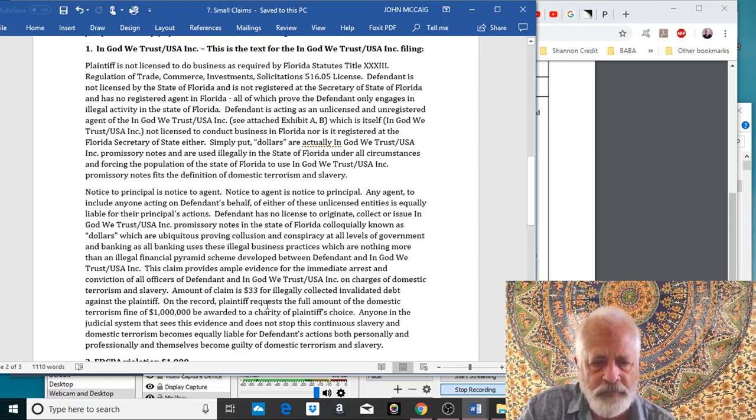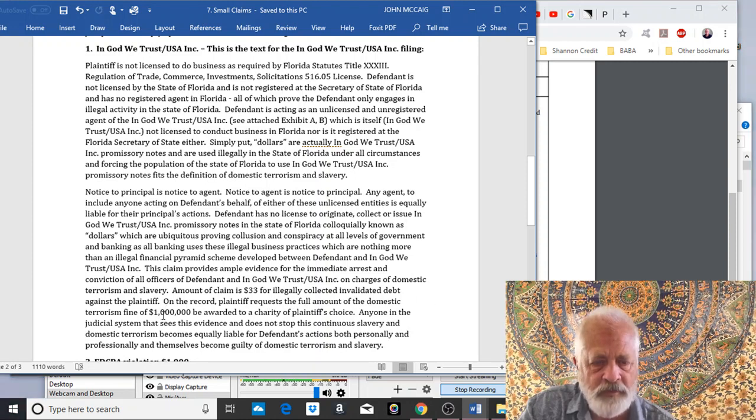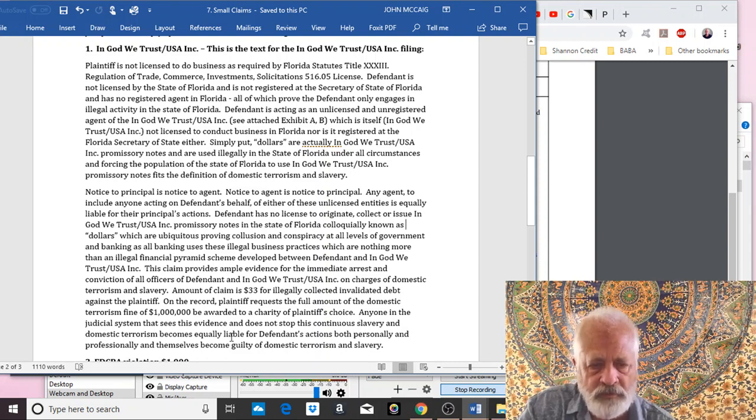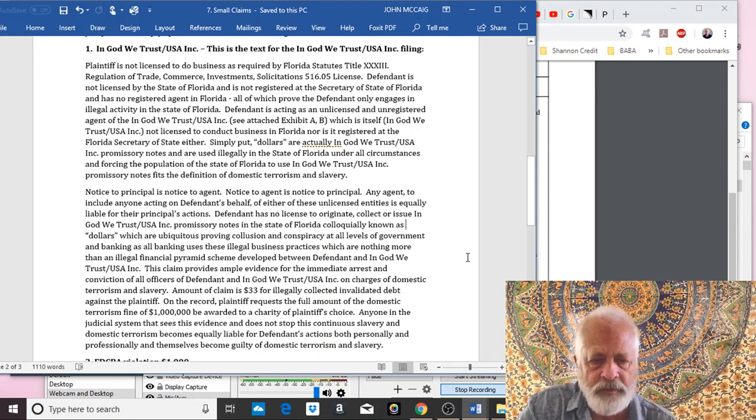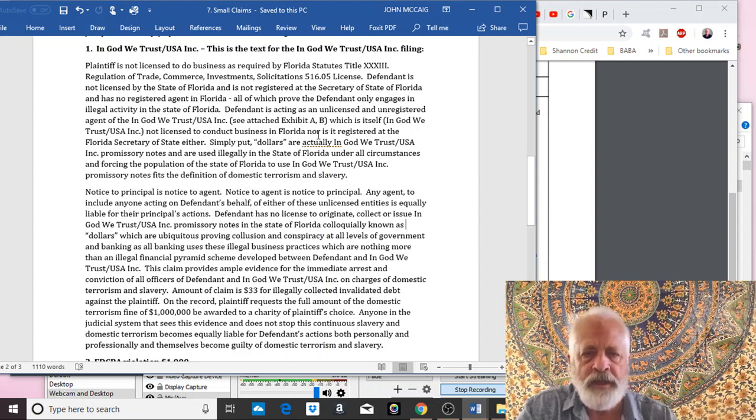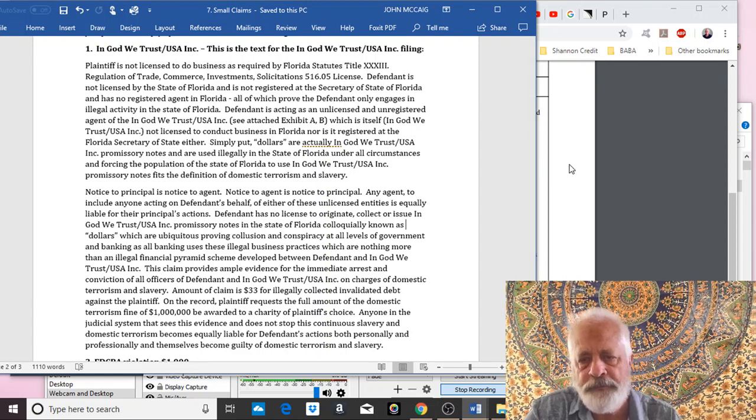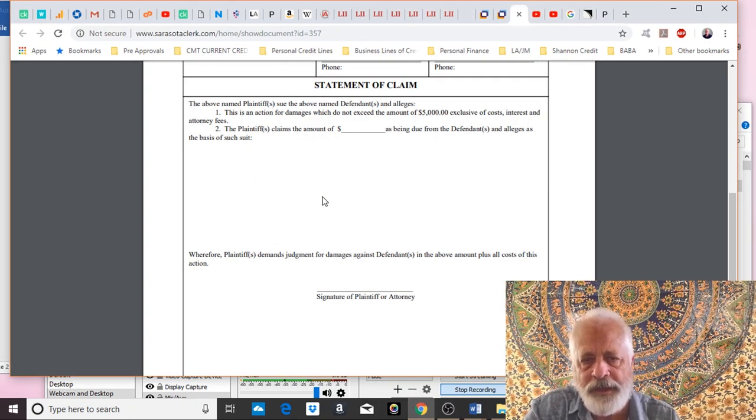On the record, plaintiff requests the full amount of domestic terrorism fine of $1 million to be awarded to a charity of plaintiff's choice. Anyone in the judicial system that sees this evidence and does not stop this continuous slavery and domestic terrorism becomes equally liable for defendants' actions, both personally and professionally, and themselves become guilty of domestic terrorism and slavery. These two paragraphs right here are your statement of claim.